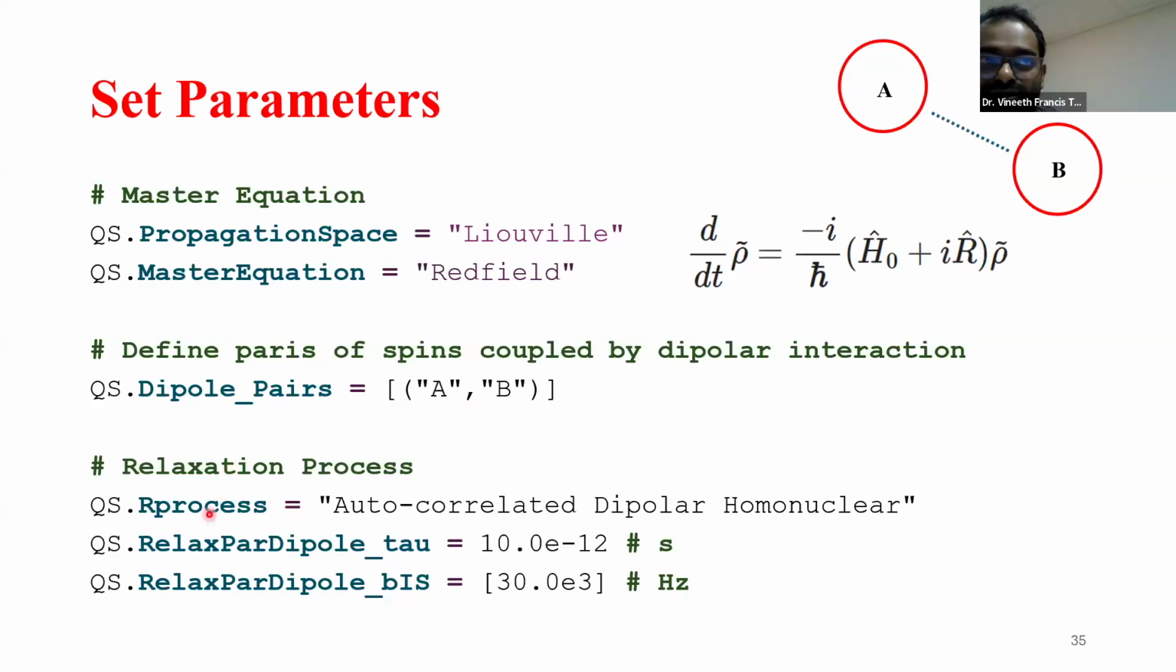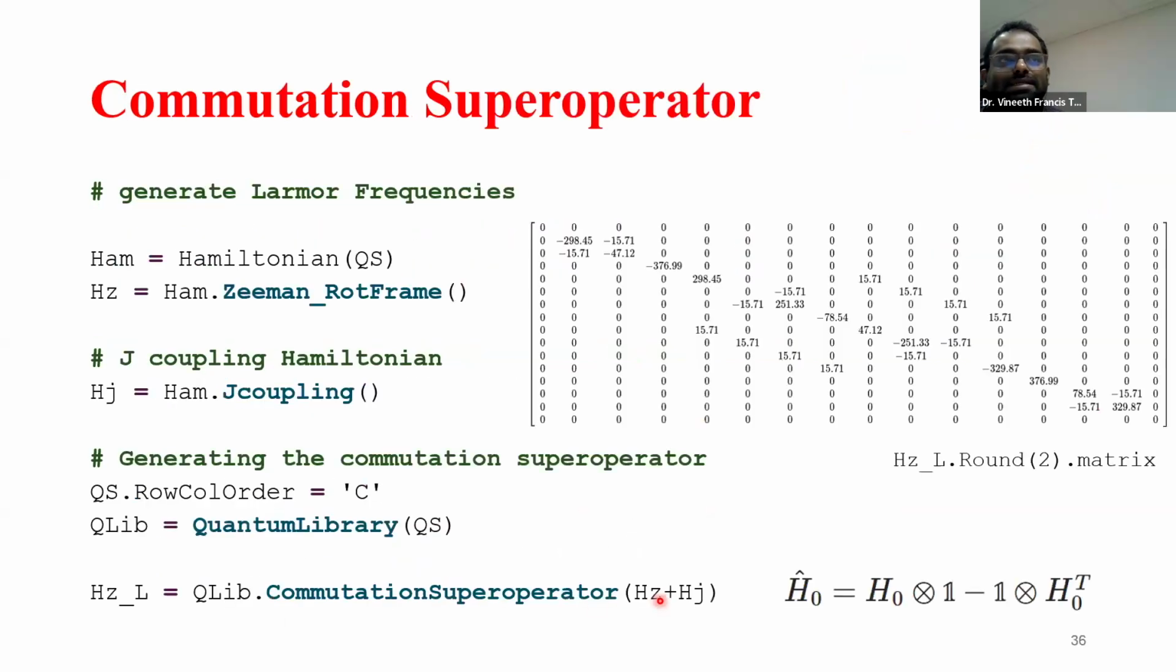Now you can choose a relaxation process. Since we are doing dipolar, and both spins I defined as protons, we can use the autocorrelated dipolar homonuclear variable for this relaxation process. Then you can define the correlation time, which is 10 picoseconds. And you can define the dipolar coupling, which is 30 kilohertz. Now you can create the Hamiltonian as before. You can create the Zeeman Hamiltonian, you can create a J coupling Hamiltonian.